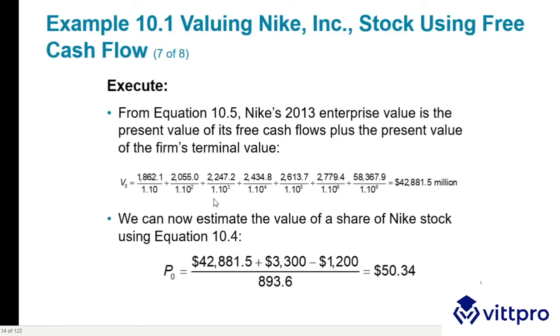Now we can put everything into the formula, which is all the free cash flows here, discounted at 1.10, 1.10 squared, cubed, to the 4th, 5th, 6th, and the terminal value. So the total value we get here is $42 billion, right? Based on that, we get the market value of the company, plus the cash value, minus the debt, divided by the total number of shares outstanding, 893.6. So the value per share we are getting is $50 per share, right?